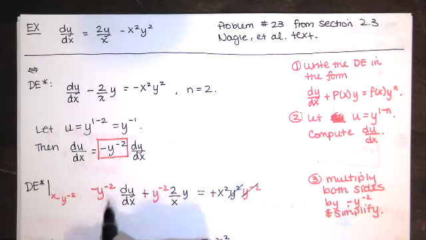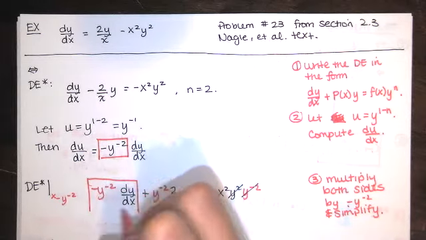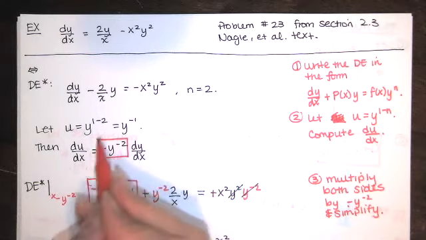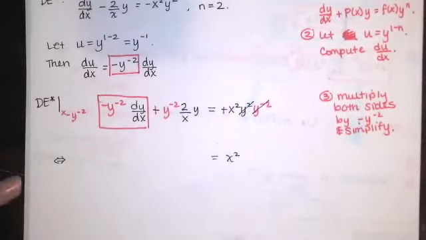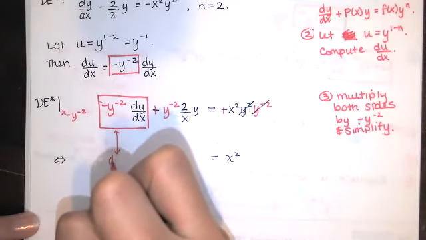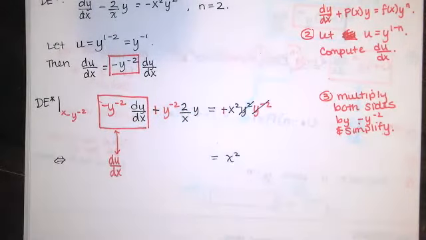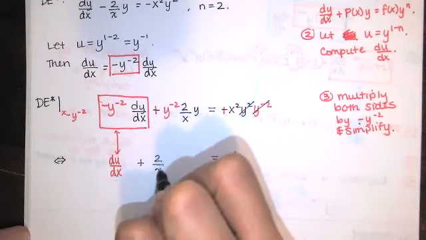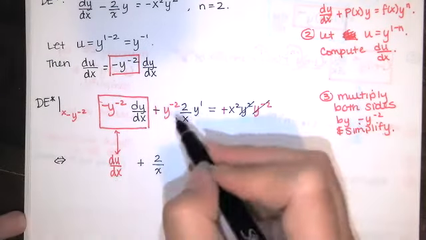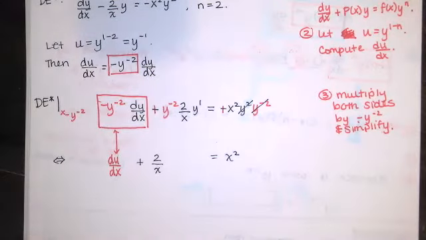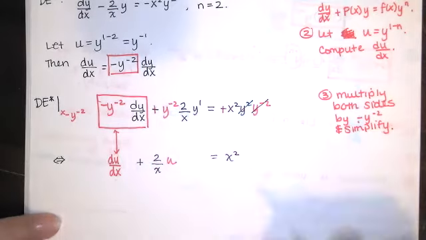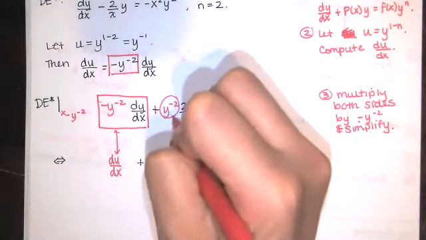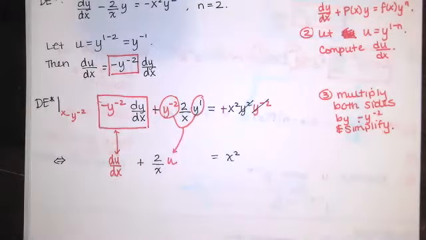Over here, this whole piece, that's du dx by design. So we're going to replace that with du dx. And then over here, we're adding 2 over x times y to the negative 2 times y to the first. Add the exponents, that's y to the negative 1. And what do you know? It's u. If you've done everything correctly, it will always be u. This piece times this piece, that's giving us that u right there.